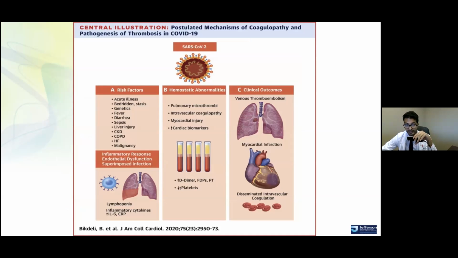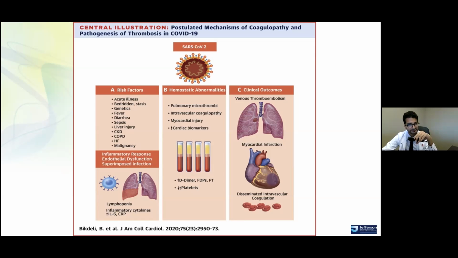And of course, at the end of the day, patients with COVID-19 in the hospital are sick. Sick patients have an increased risk for pulmonary embolism or even DVTs. And that comes from the fact that they're bedridden, they have fevers, they're septic, they have other organ injury, be it liver or kidneys, they may have underlying lung issues, heart issues, malignancies. So the fact that they're acutely sick, we know puts them at a high risk for acute venous thromboembolic complications.